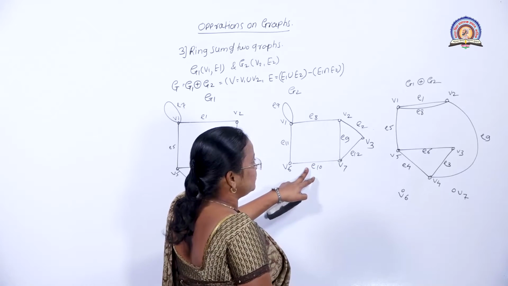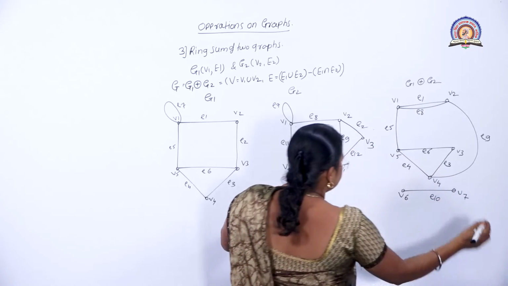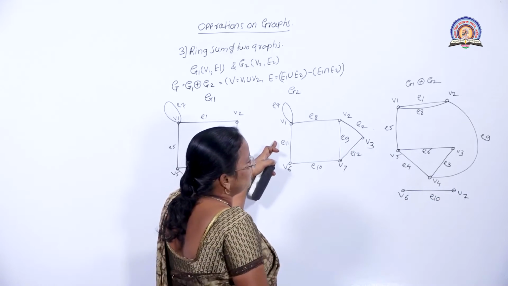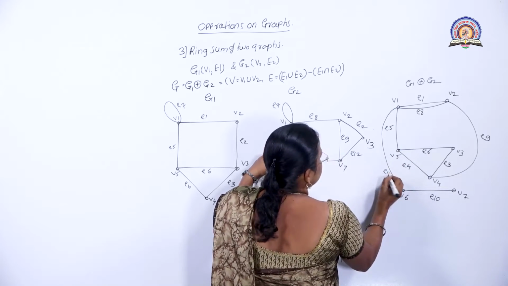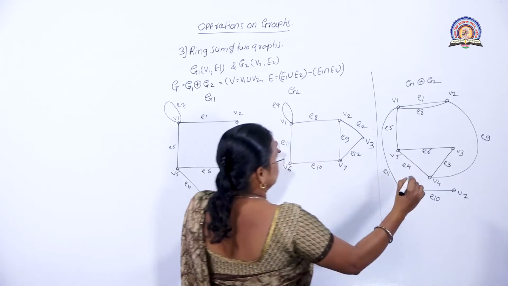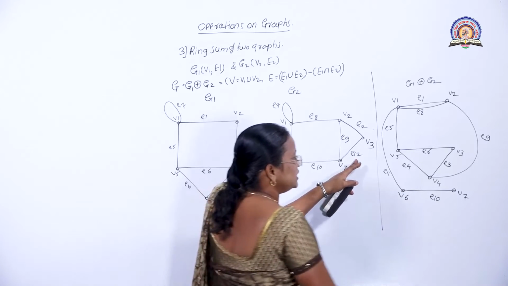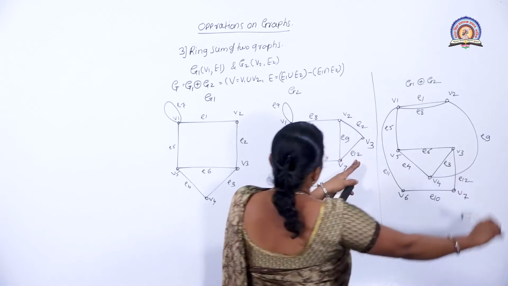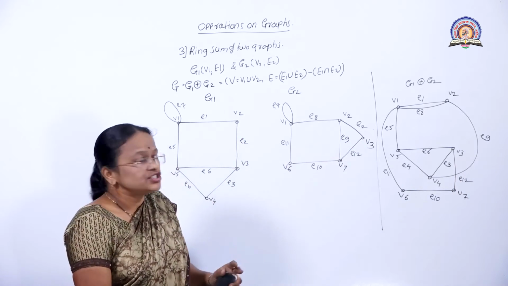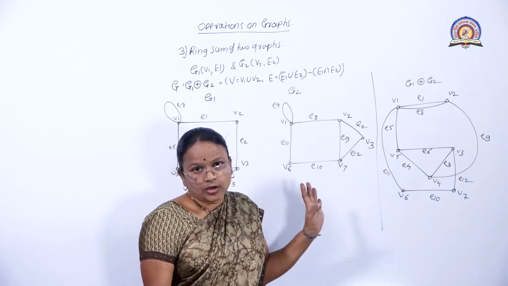After that E10 from V6 to V7. E10. E11 is from V1 to V6. So this is E11. Okay. E12 is from V3 to V7. This is E12. Okay. Check whether all the edges are covered or not here.